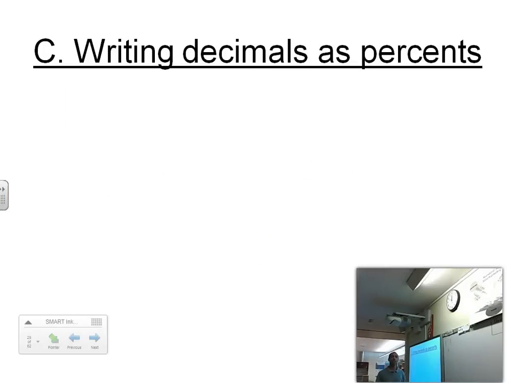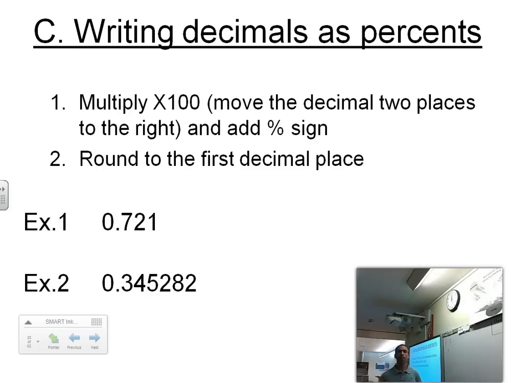Okay, last but not least, we're going to talk about writing decimals as percents. Now this is pretty easy if you were tracking with what we were doing before. Basic rule here is we're going to multiply the number by 100 and then add a percent sign. So if you were tracking, multiplying by a power of 10, we move the decimal to the right. Since it's 100, we're just going to move the decimal 2 places to the right and then tack on the percent sign. So our first example, 72.1, let's move the decimal 2 places to the right. So this would just turn into 72.1%.